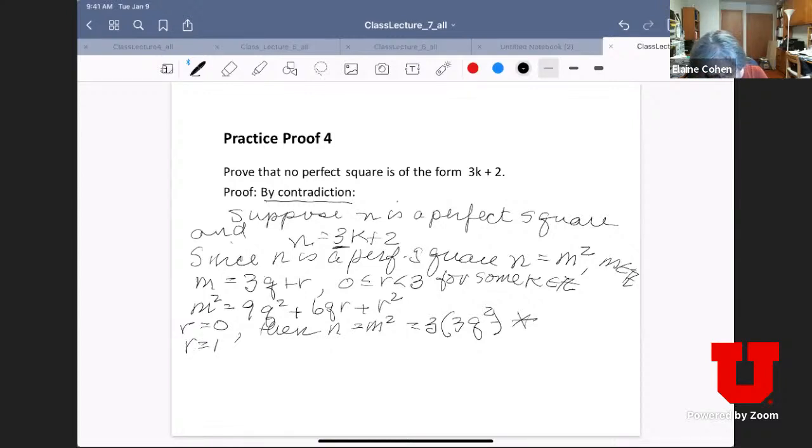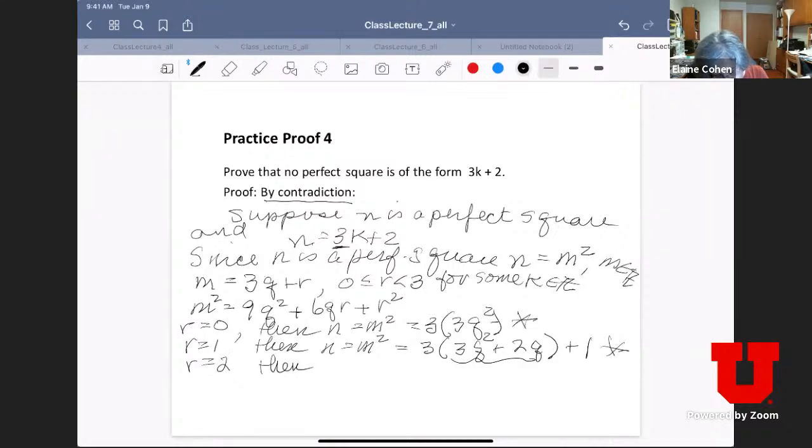R equals 1, then n is equal to m squared, which is equal to 3 times (3q squared plus 2q) plus 1. Well, that's a k, but that's a plus 1. That's a contradiction. Now, you have to say all these things. I'm not doing that so we can get through more examples. Let me just do this case here.